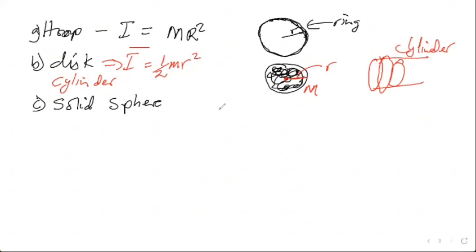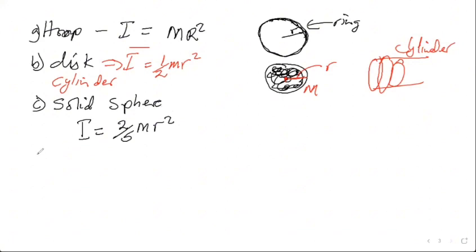So for a solid sphere, I said a solid sphere is like a ball that is filled inside, not an empty ball like a football. The moment of inertia I for a solid sphere is given by 2/5 times the mass of the sphere multiplied by the radius of the sphere squared.